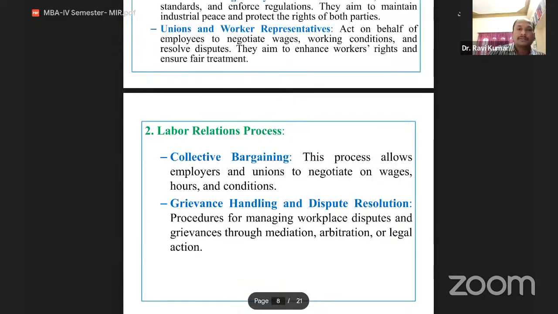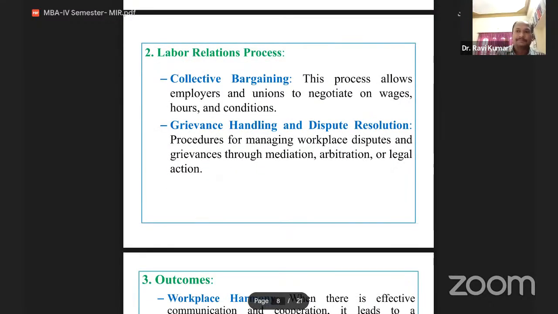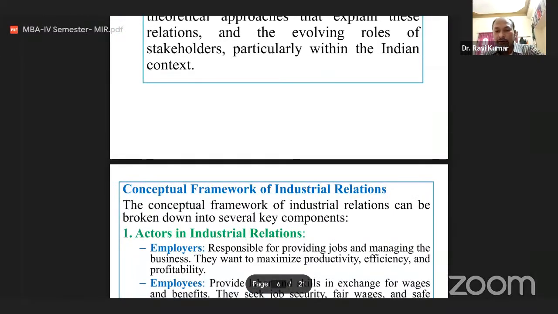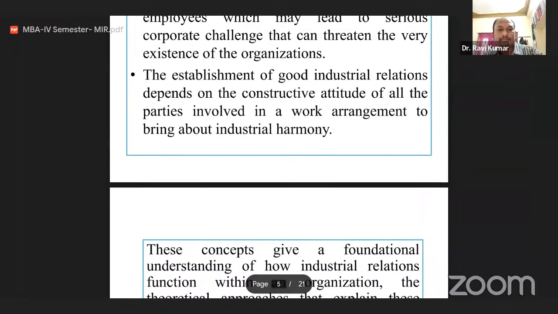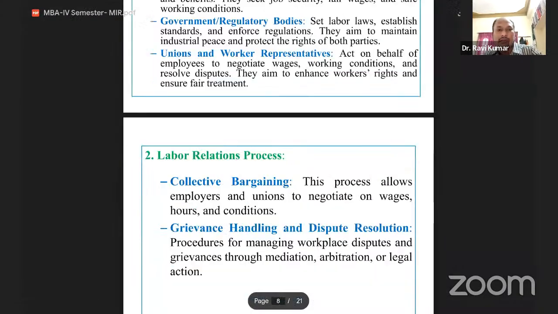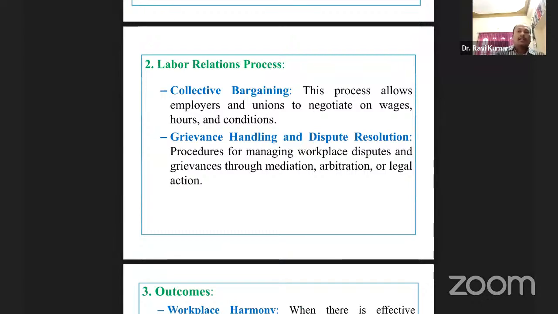Second point is the labor relations process. Here, how the labor relationships are going to be. The labor relations process includes collective bargaining, grievance handling, and dispute resolution. So, what is collective bargaining? This process allows employers and unions to negotiate on wages, hours, and conditions.